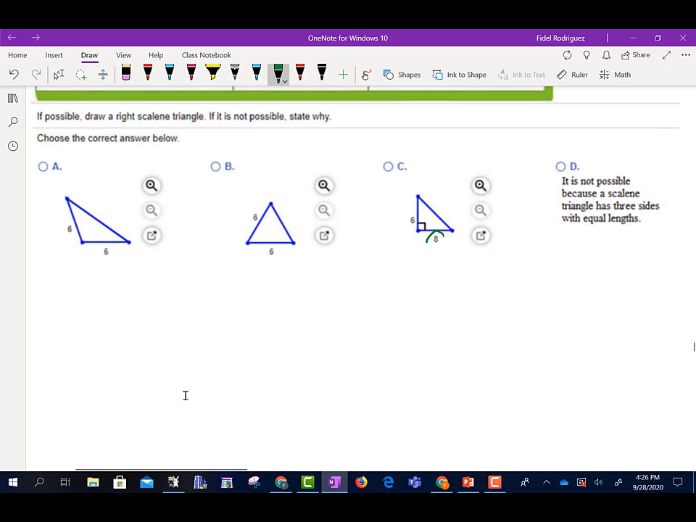So this is 8, this is 6. That number there will not be 6 or 8. There's my right scalene triangle, right? So number 1, it had to be a right triangle. So that's why I knew it was an A or B. Okay.